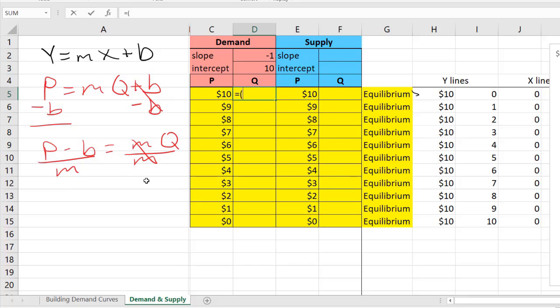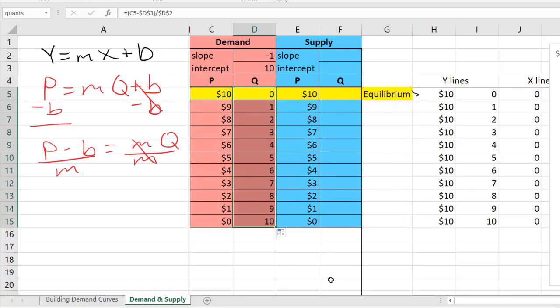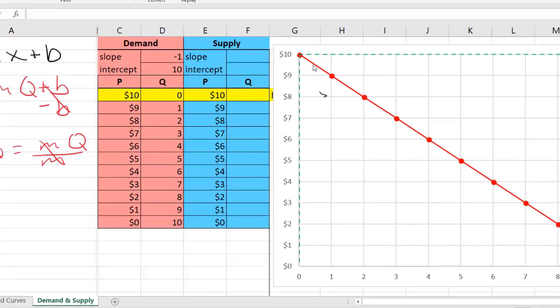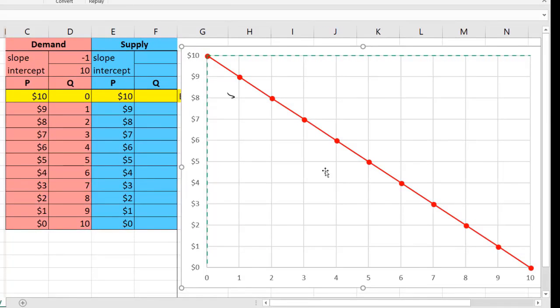It's going to be P, which exists right here in C5, minus this intercept. I'm going to lock that in, F4, divided by the slope parameter, which is up here in D2, also lock that. Okay, and then I can fill that down, and I've got my demand curve. And as you can see in my graph over here, which I'm having graph that, there we go.